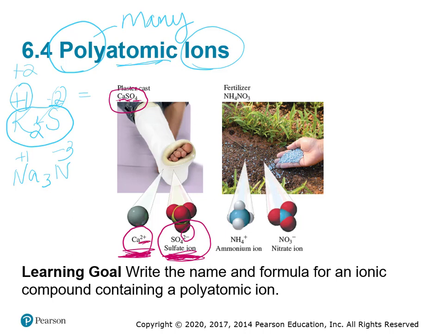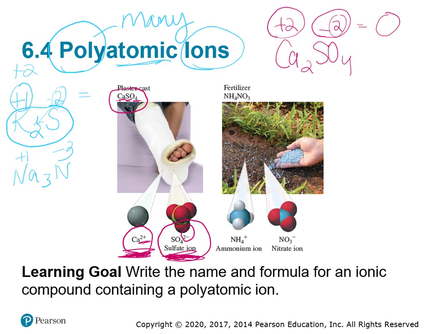Now remember when we said that when we make these compounds that they have the lowest ratio. Notice that calcium has a +2 charge and sulfate has a -2 charge. If I look at this compound, right off the bat, I notice that a +2 and a -2 is already neutral. So we do not need any subscripts.